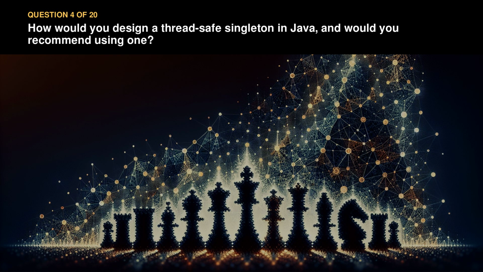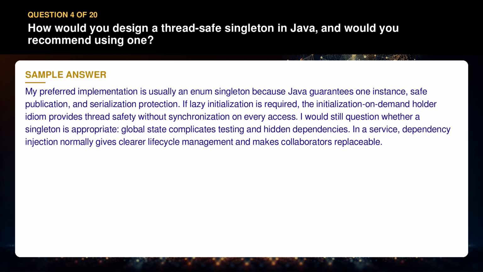Question 4. How would you design a thread-safe singleton in Java, and would you recommend using one? My preferred implementation is usually an enum singleton because Java guarantees one instance, safe publication, and serialization protection. If lazy initialization is required, the initialization on demand holder idiom provides thread safety without synchronization on every access.